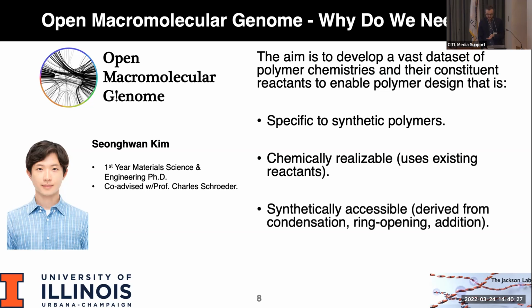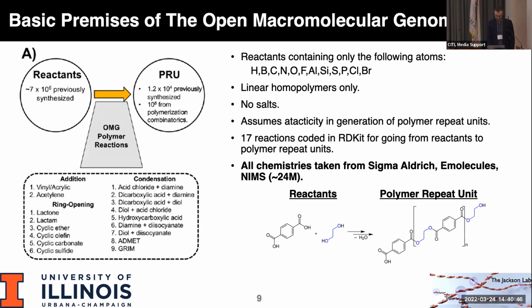We could make that. We want it synthetically accessible specifically so that when we draw the chemical structure, not only is it reasonable, we also say, okay, yeah, you could get there by like a step growth polymerization with, say, these two types of chemistries. And of course, we want chemical diversity so we can really increase the scope of our search space as much as we possibly can. So what is the Open Macromolecular Genome, the OMG, if you will?